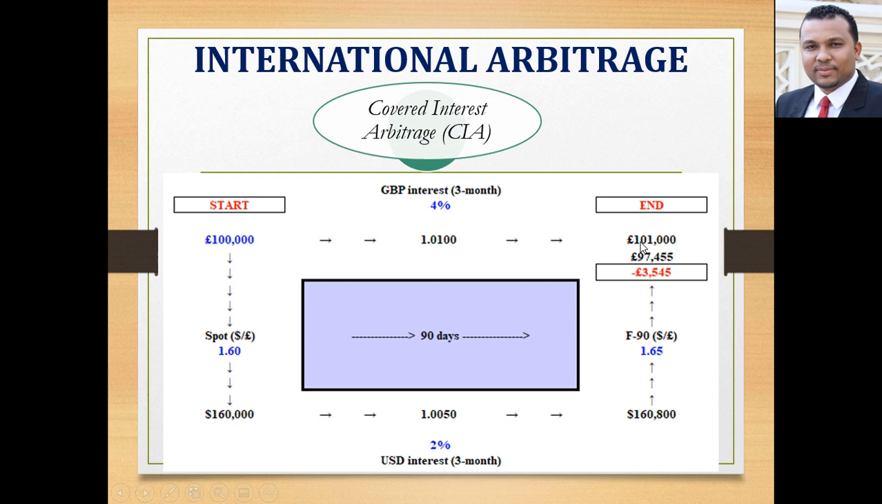101,000 England pound. But suppose the trader tries to go to the US money market by converting at the spot forex rate with 2% and creating a forex forward contract, the net situation is a loss. So we started with 100,000 England pound. If we choose the option of going to the American money market, the net value equals 97,455. So in both cases, we recommend that the trader access the UK money market to capitalize the budget.